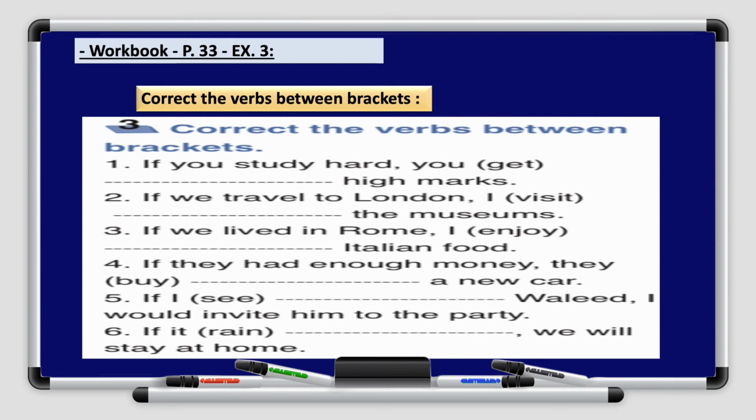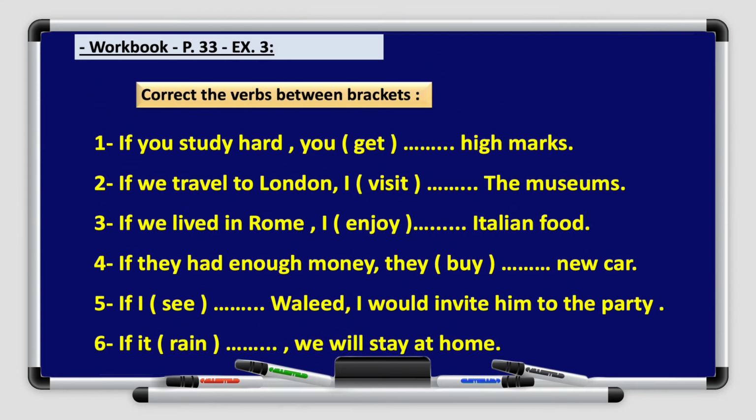Another exercise from your workbook. Correct the verbs between the brackets. You have 6 sentences. Check the tense of the sentence, whether you need to use the first or the second type of if. Let's check the answers together. If you study hard, you get high marks. What do you think? How can you answer it? Good job. If you study hard, you will get high marks, because the first part is in the present.